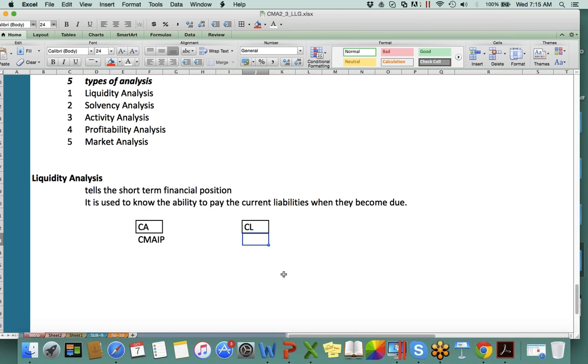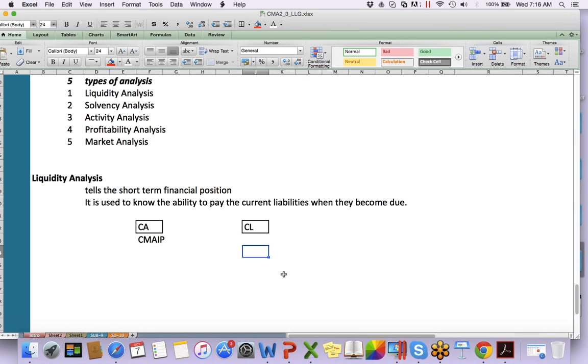The moment the current asset portion goes down below the current liabilities, the company faces a liquidity problem. The company faces a solvency problem. The company faces problems from the suppliers, from the utility companies, from the employees, from the tax authorities. So if this situation is faced by the company for a long period, it may lead to liquidation, bankruptcy. The company will become insolvent.